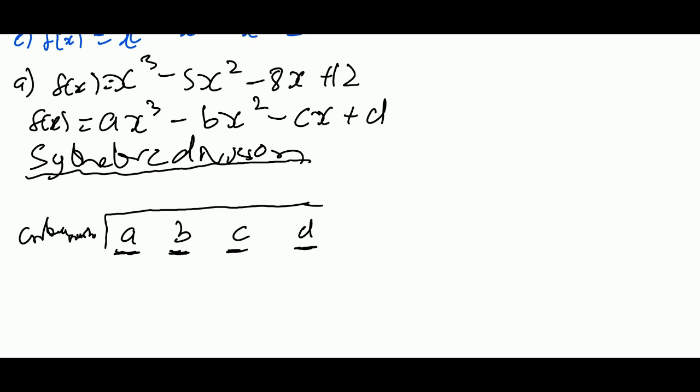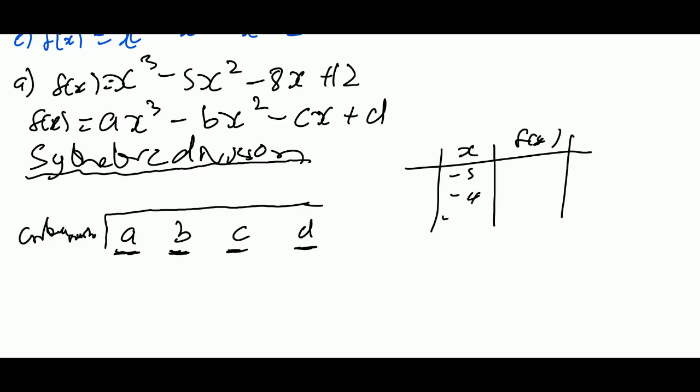So now we want our critical number. Remember, in our table you have two columns. Let me draw it here. You have your x column and your f of x. Your x values will be -5, -4, -3, -2, -1, 0, 1, 2, 3, 4, up to 5, because we said it must start from -5 up to 5.